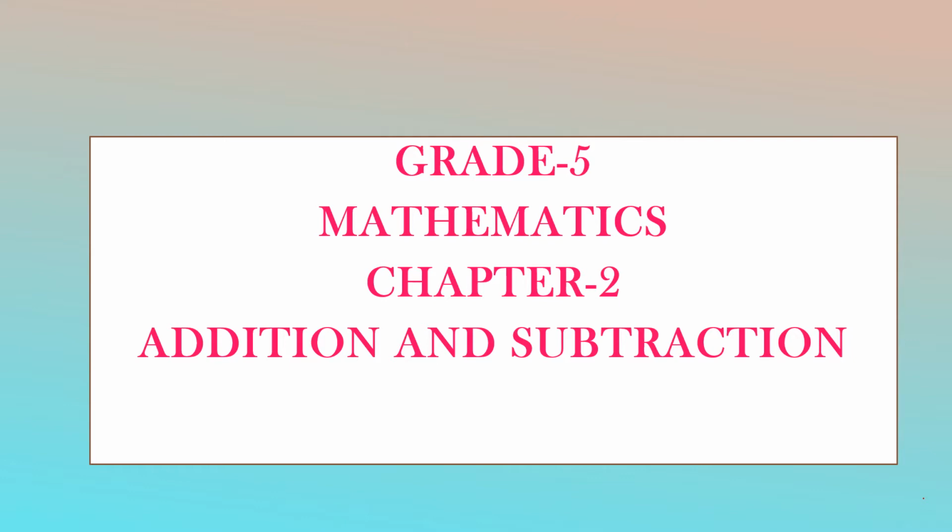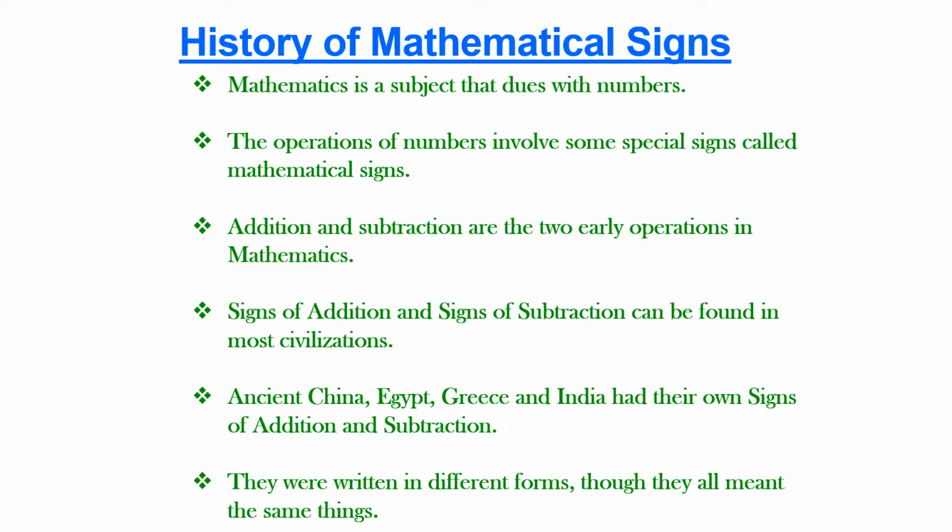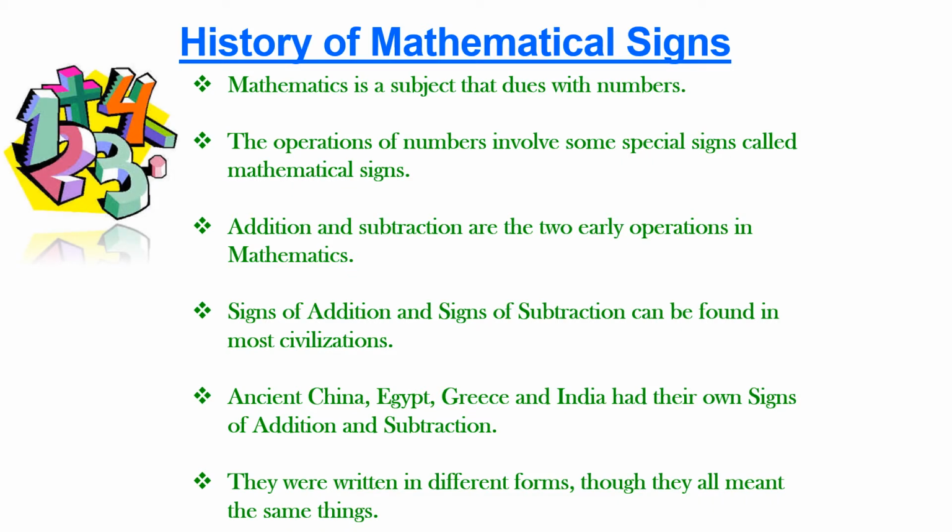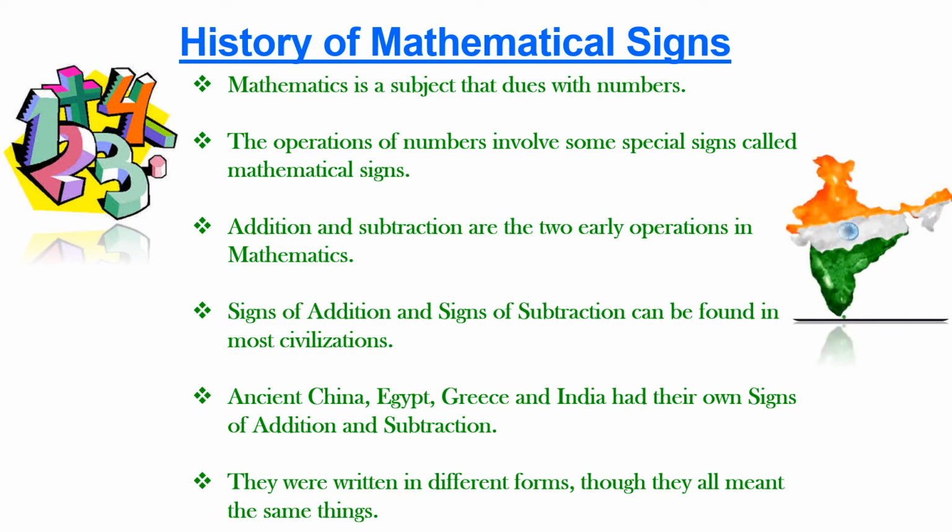So today I'm going to provide you with some information which I'm sure will pique your interest. So let's begin. As we know, mathematics is a subject that deals with numbers. It is important for us to know how to operate with numbers. The operation of numbers involves some special signs called mathematical signs. In order to study mathematics well, it is essential for us to know the meaning of each mathematical sign and use them correctly. Addition and subtraction are the two early operations in mathematics.